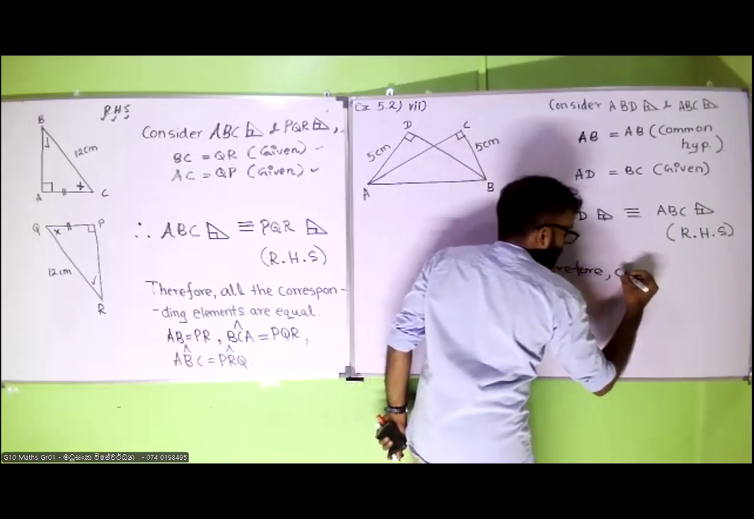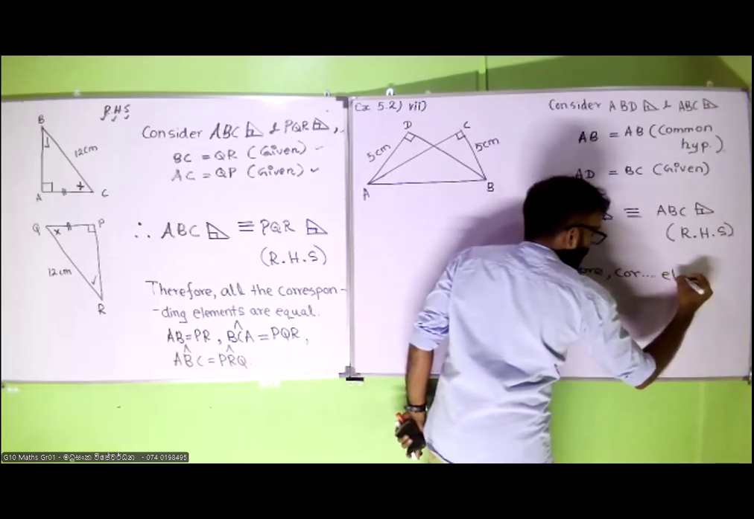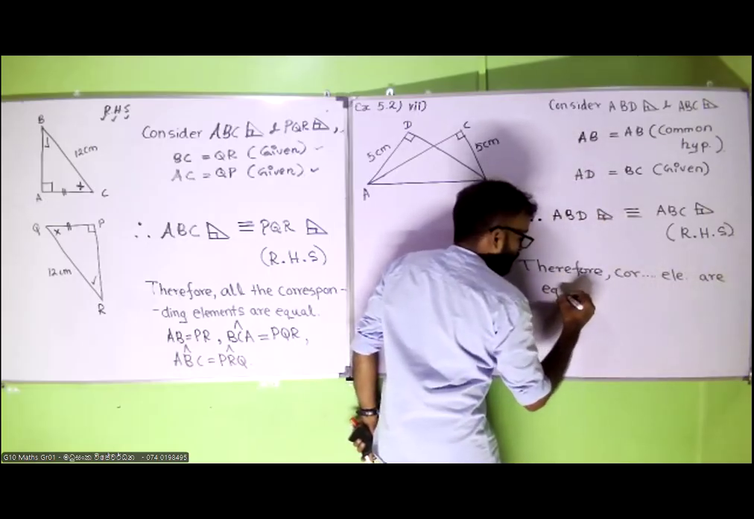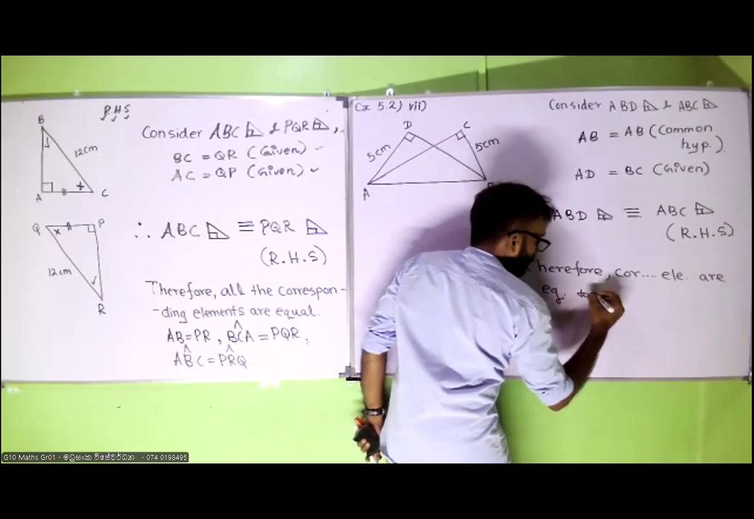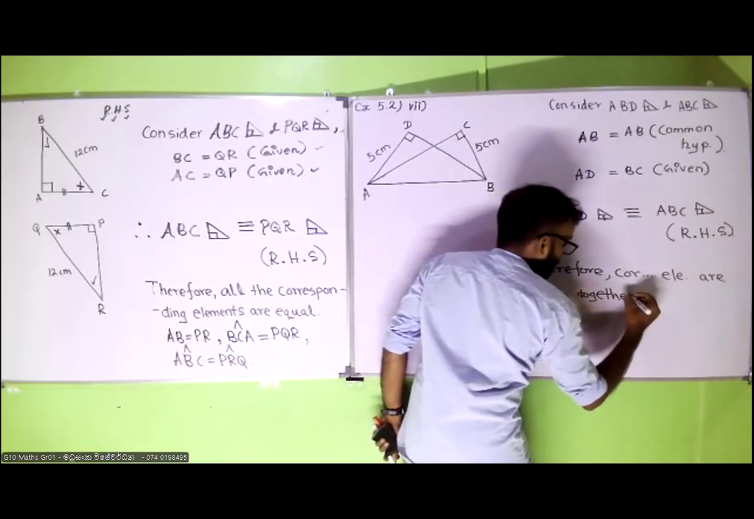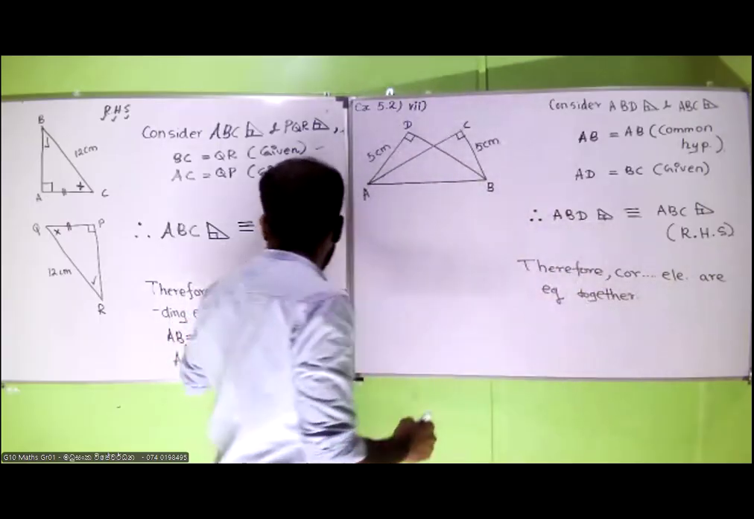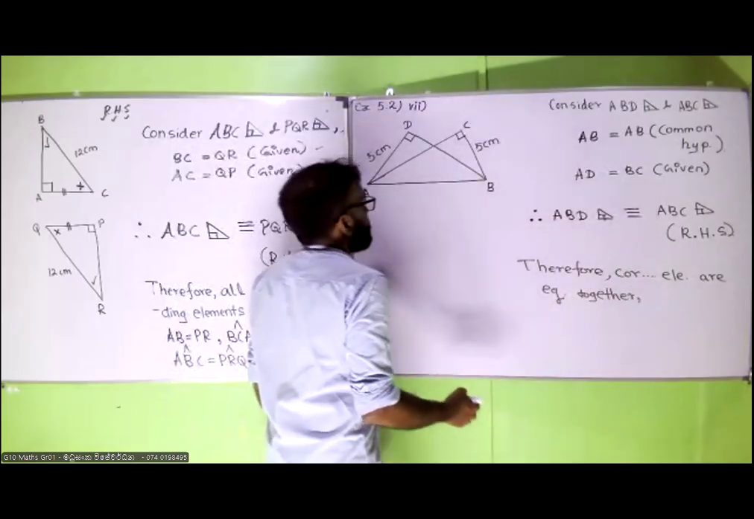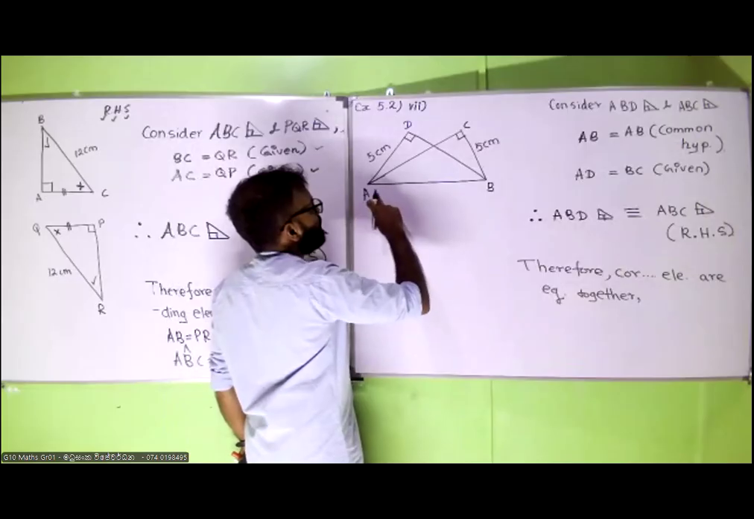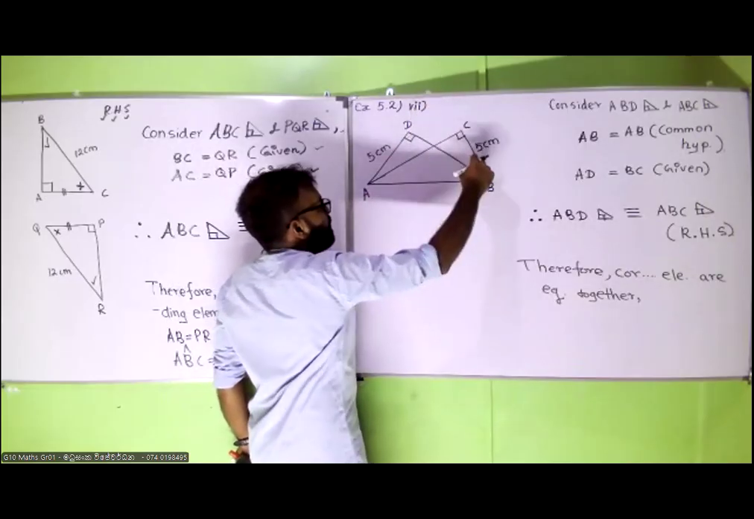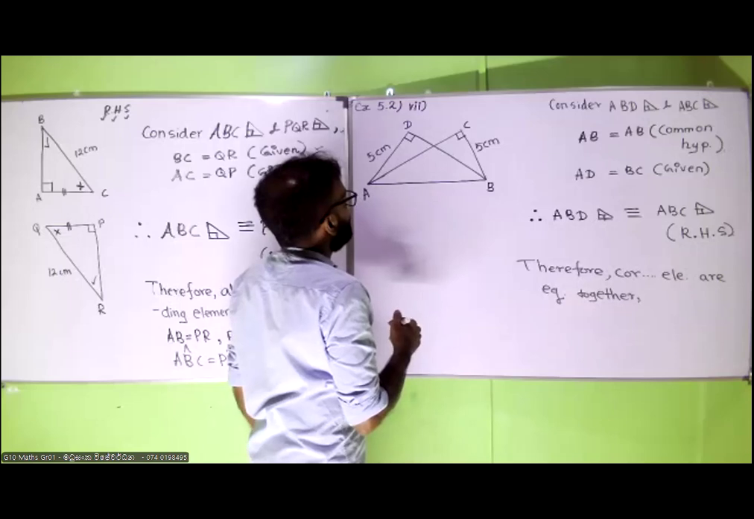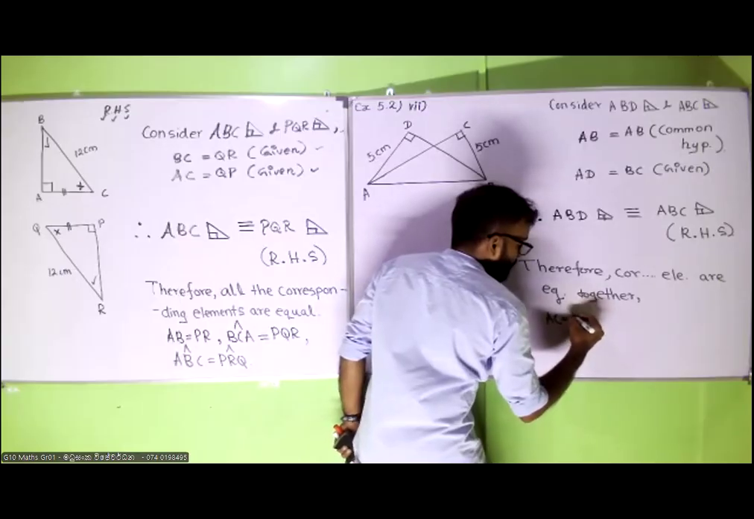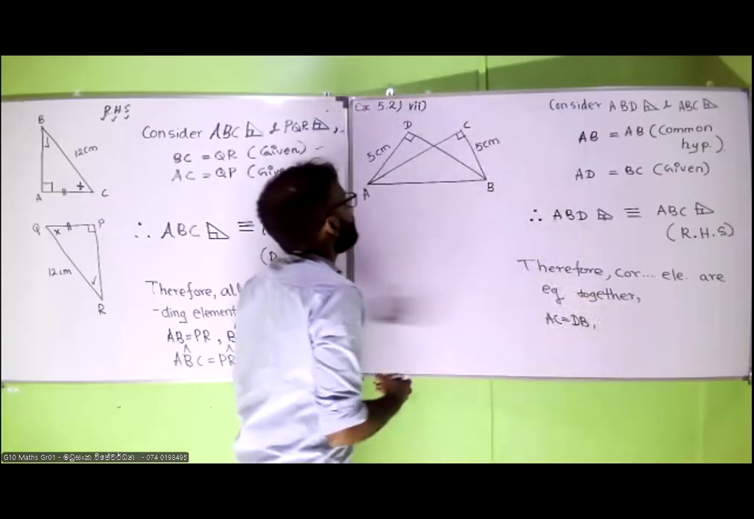Therefore, the corresponding elements are equal. All the corresponding elements are equal, you can write anything. Now what is the other side? AC equals DB. That is the only side that remains. AC equals DB.